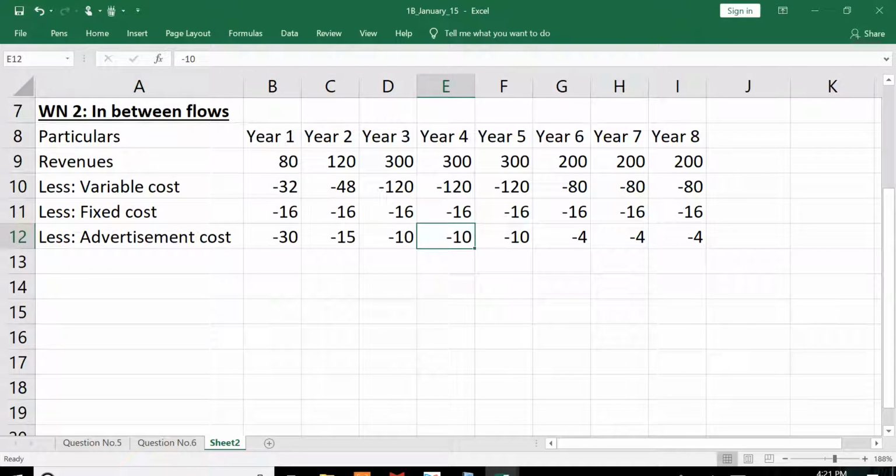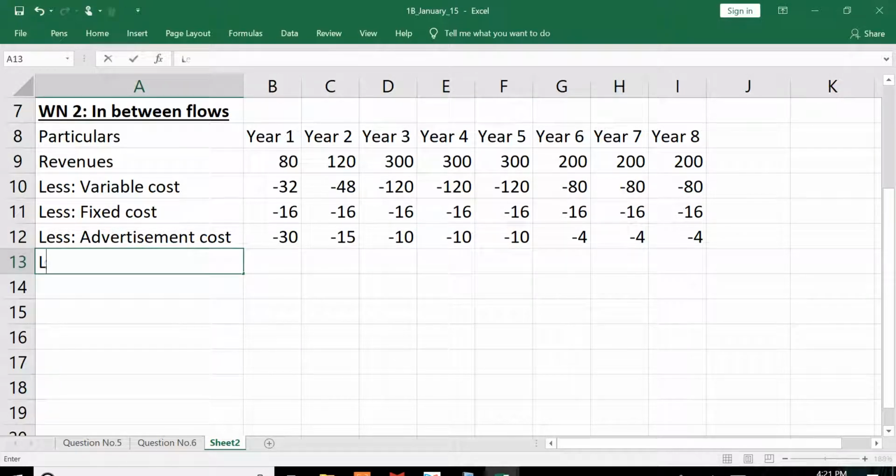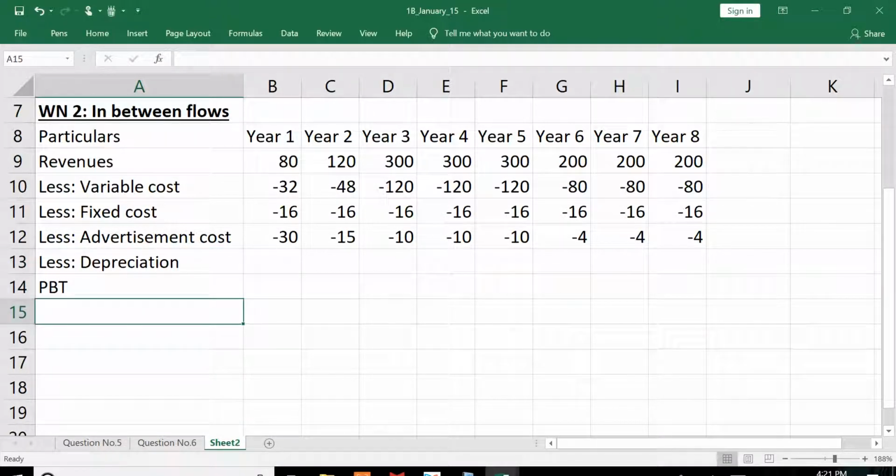Any other expenses given? Okay, now listen. I'll also subtract depreciation and directly write PBT. I don't need PBDT, that's just a line item, it will not serve me any purpose. Wait. When it comes to depreciation, you have to think about two equipments. There is an original equipment and there is an additional equipment.